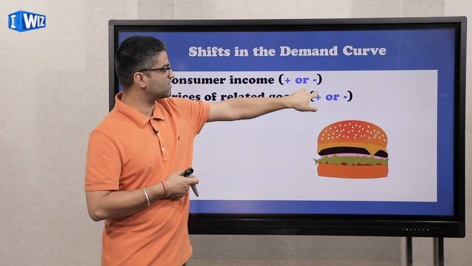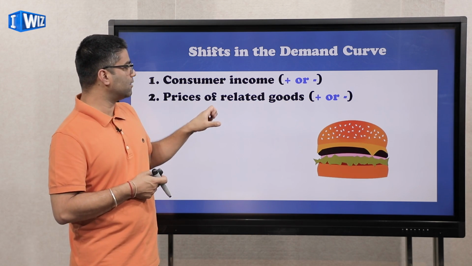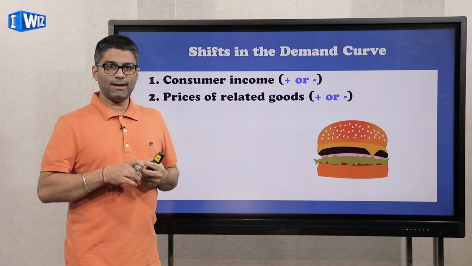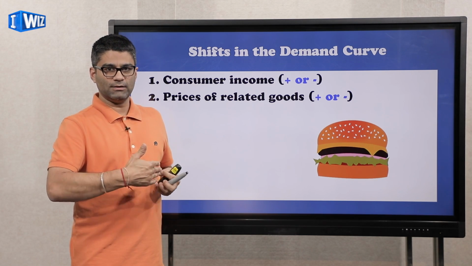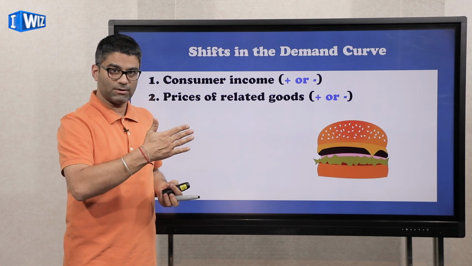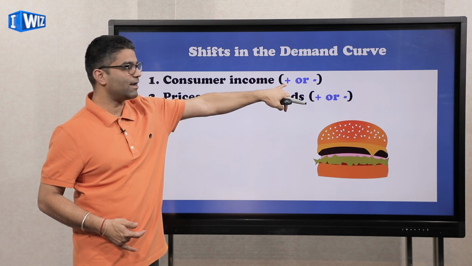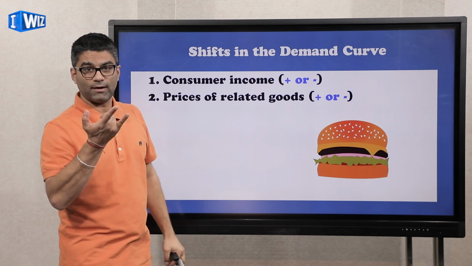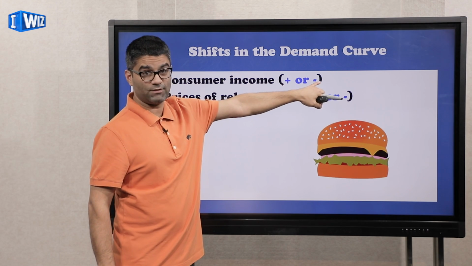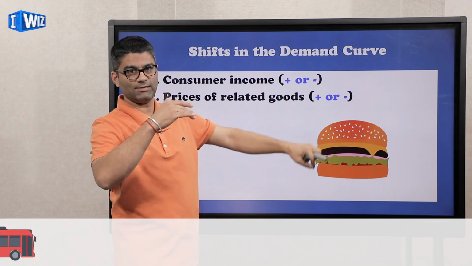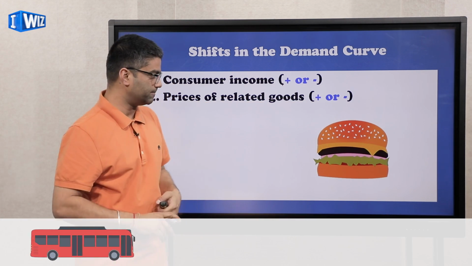So the reason I have plus and minus here is that both income and price of related goods can affect our good in terms of it can have this positive relationship, in terms of if income goes up, I'll buy more, or if income goes down, I'll buy less, or it can have the opposite effect. If income goes up, I'll buy less. If income goes down, I'll buy more, as in the case of an inferior good like public transportation.